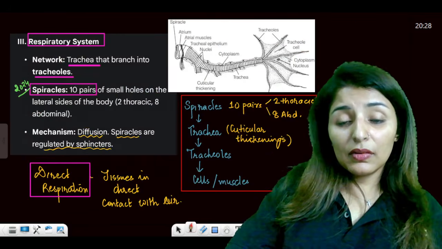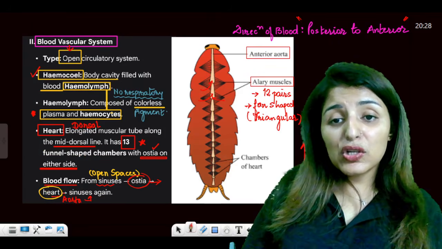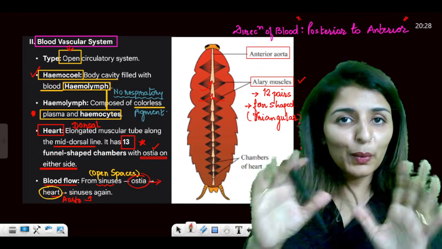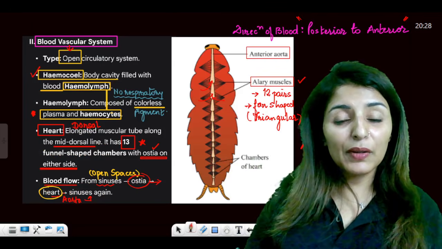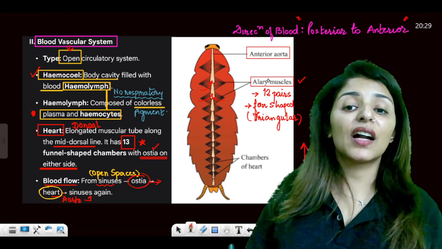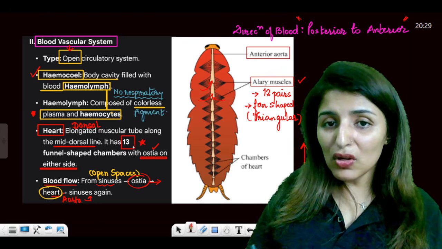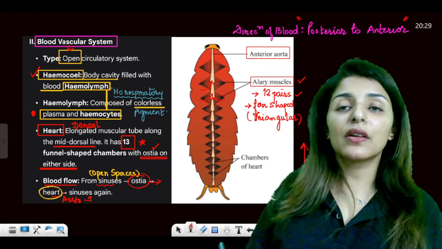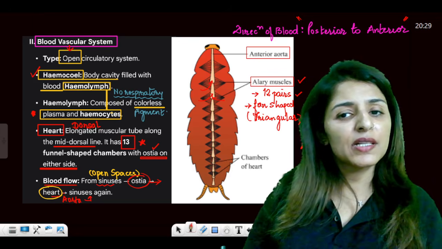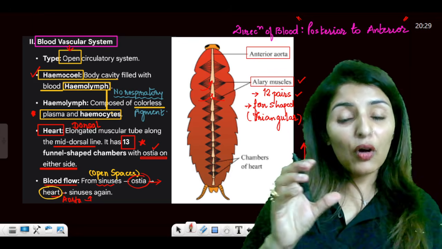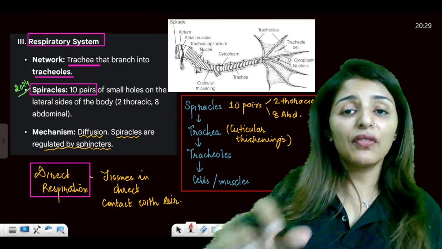Then, these are the special muscles which help in the movement of the heart. Is that clear? Which help in the contraction and relaxation of the heart. These muscles are known as alary muscles. See, while there are 13 chambers of heart, we have only 12 pairs of alary muscles. They are fan shaped, or you can say triangular, and they help in contraction and relaxation of the heart.